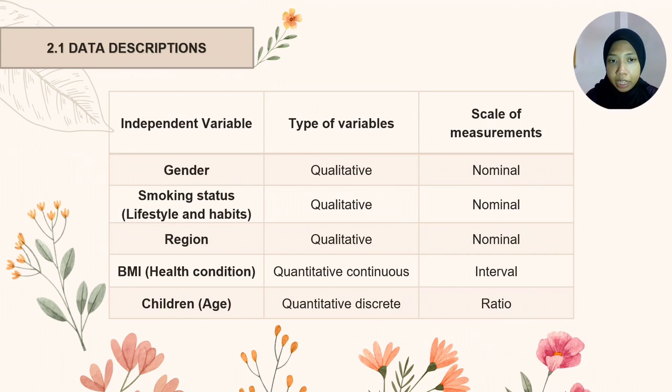Meanwhile, the BMI, which is the body mass index, is a quantitative continuous variable because it can be counted, and the number is not a whole number. It can be in fractions, in decimal points, and the scale of measurement is interval. And next, the children, which is the age. The type of variable is quantitative discrete because it can be counted, and the number can only be a whole number, and the scale of measurement is ratio.